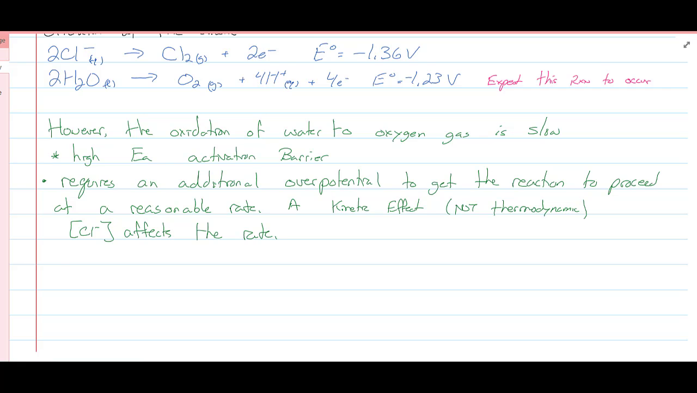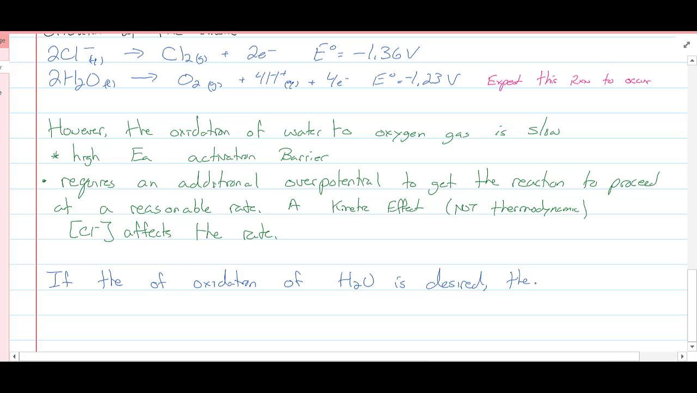Right, so if the oxidation of water is desired, then use an ion that is less easily oxidized than chloride.